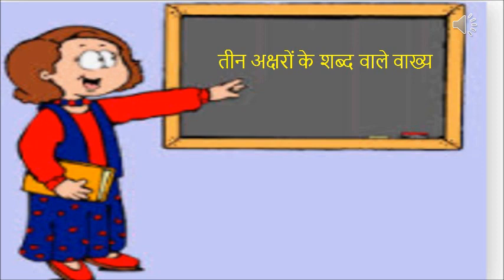Today in Hindi Sulekh Mala, we'll be doing page 29. So let's see the meaning of the words of the sentences that we are going to do. Right, children? So today we are going to do teen aksharon ke shabd wale vakya. Three letter words sentences. So now a few instructions again before we start.